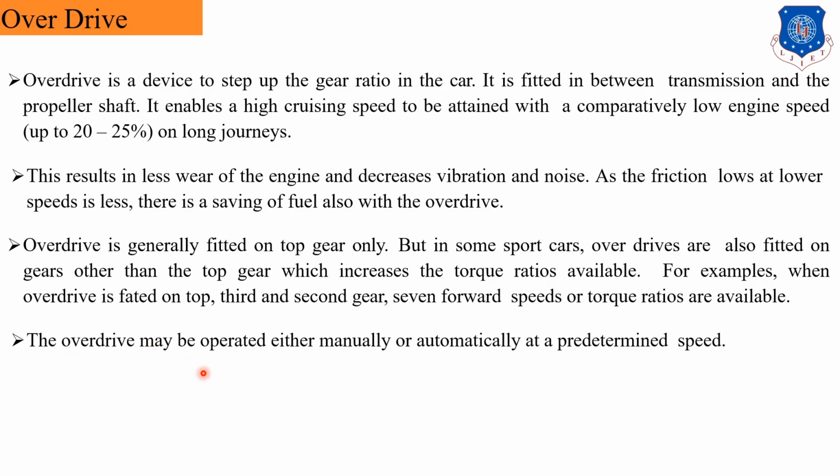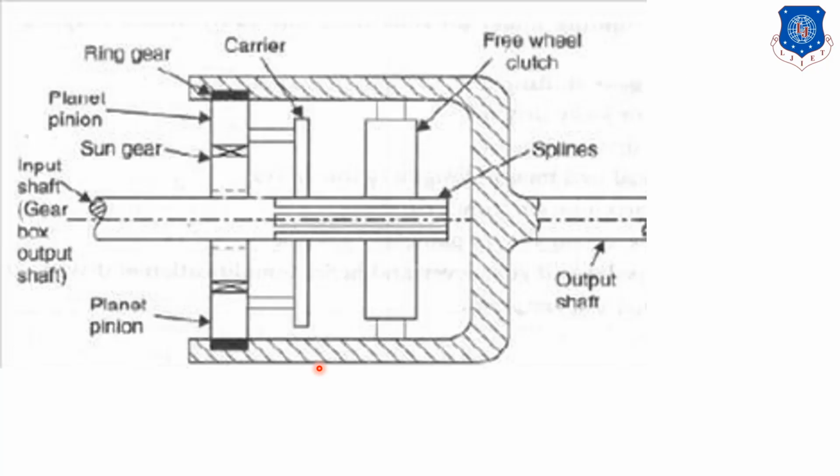The overdrive may be operated either manually or automatically at a predetermined speed. One should know that the main meaning of overdrive is that the speed is increased and it is more than the engine speed. The gear ratio is less than 1, we can say, in that meshing of gear. This is the diagram of the overdrive system.